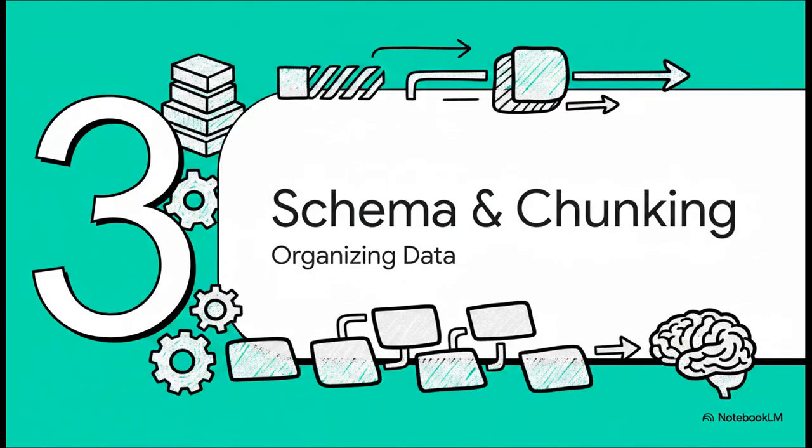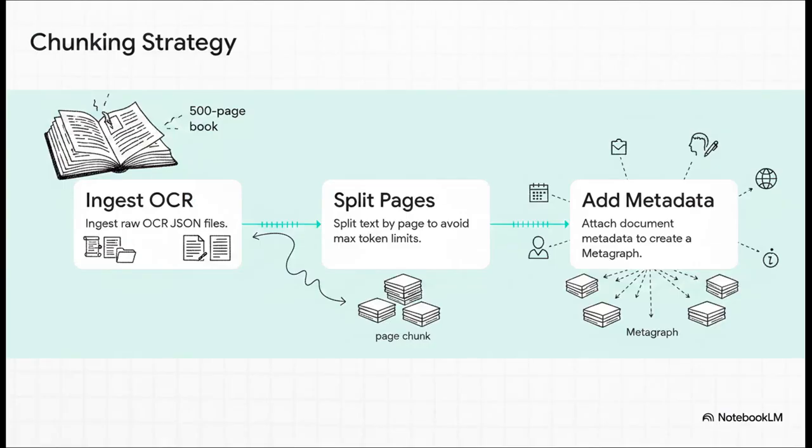Which brings us to Part 3, schema design and chunking. Now here is a massive trap you want to avoid. You absolutely cannot just dump a whole 500-page book into an LLM and cross your fingers. Do that, and you'll instantly hit the model's maximum token limits, and the output quality will totally tank.